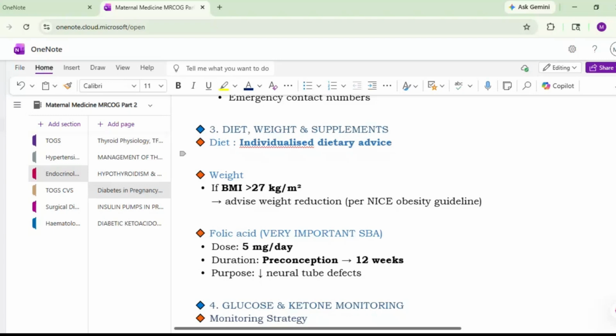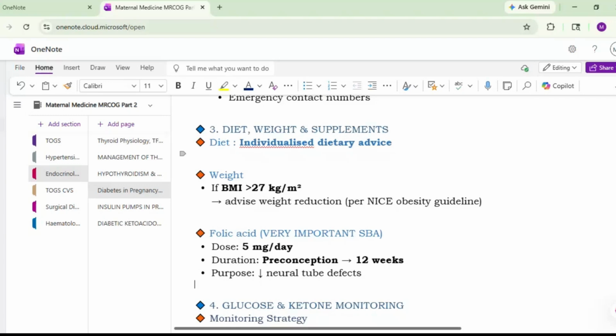So in preconception counseling, we need to assess the patient if her BMI is more than 27 kg per meter square. This can be asked as either SBA or EMQ: such and such patient who is diabetic, she is planning a pregnancy, and these are her parameters. And if you find her BMI is more than 27, the next important step will be to advise weight reduction.